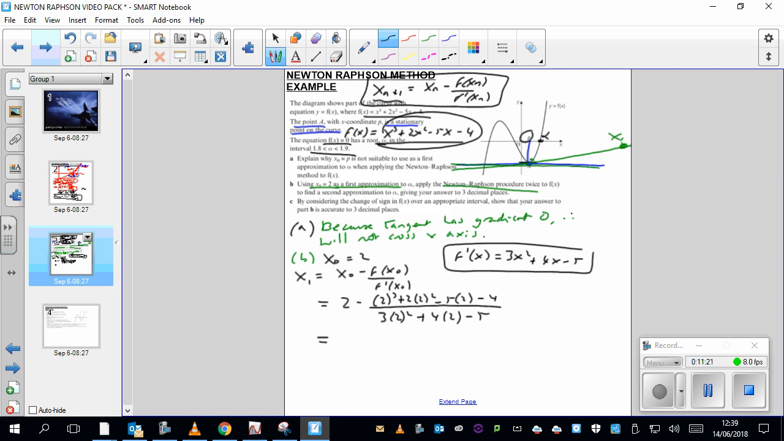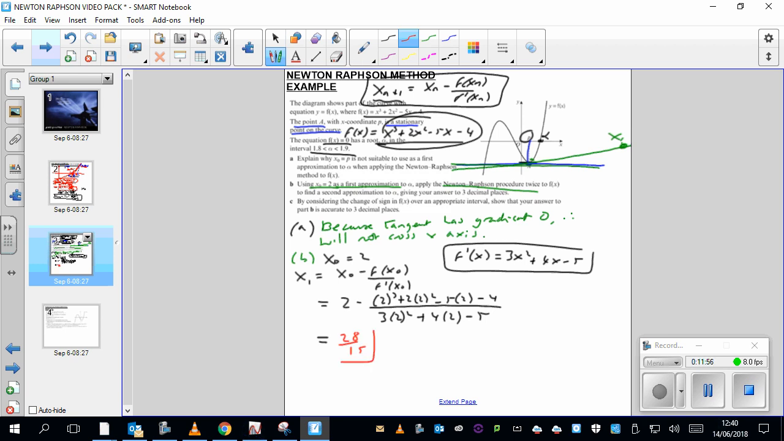Now it's a really handy function on your calculator. If you just type in the algebra of this. So if I type in, actually I can show you in class if you want. So if we type in 2 as the answer button, you can go for that. So answer cubed plus 2 answer squared minus 5 answer minus 4 over 3 answer squared plus 4 answer minus 5. 2 take that. I should get 28 over 15.